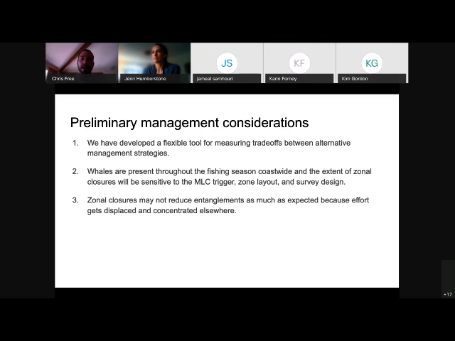We found that zonal closures may not reduce entanglements as much as expected because effort gets displaced and concentrated elsewhere. So effort might end up in places of medium-high whale density.